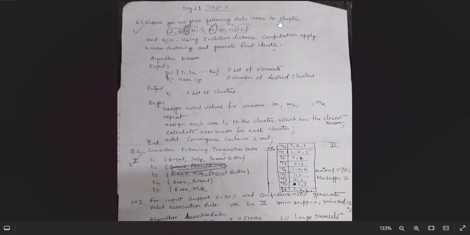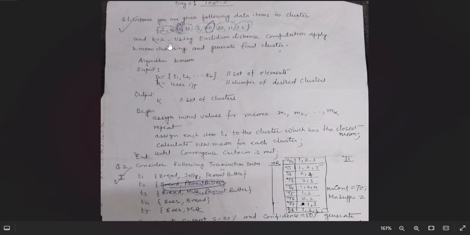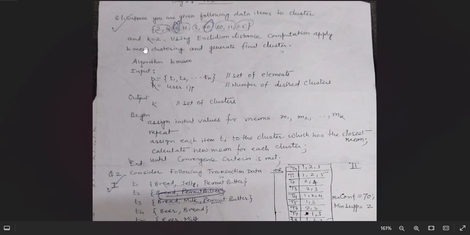Now here k is equal to 2, so we have to take the median as 2. That's why 2 is given. In most questions the median is not given, so you have to choose from the data which one you want as the median. This is the median of the cluster. That means the things around 2, like 4 and 3, will cluster around 2. Using Euclidean distance computation, apply k-means clustering and generate the final clusters.